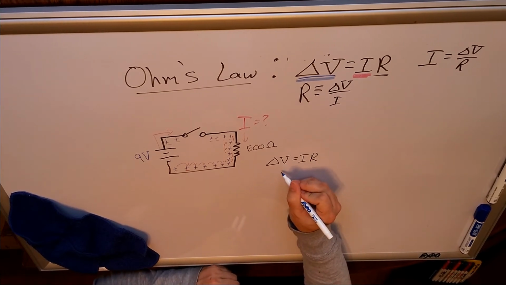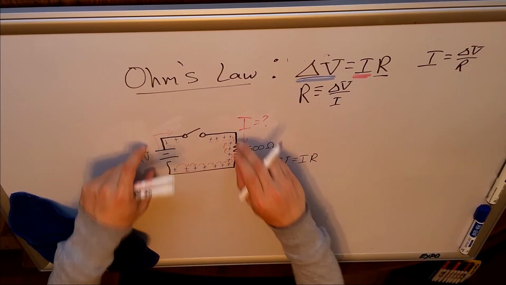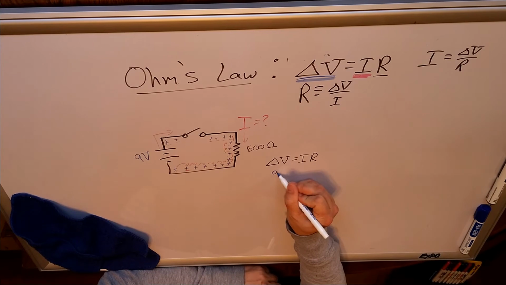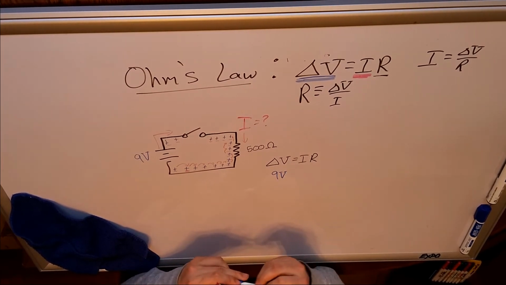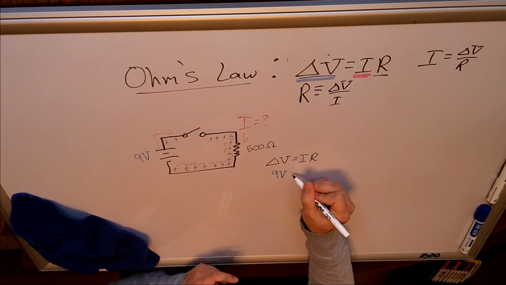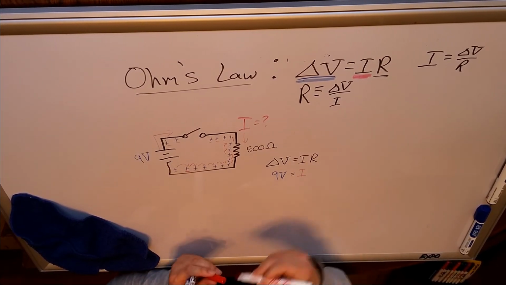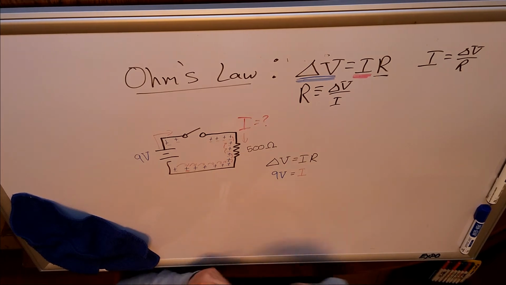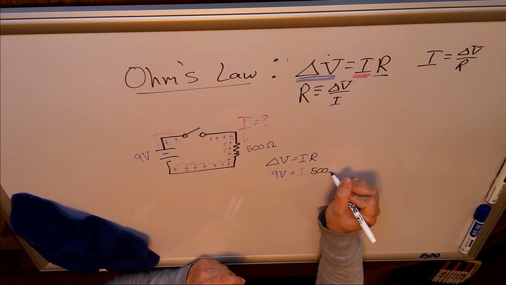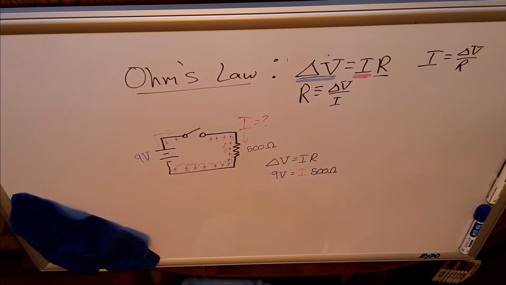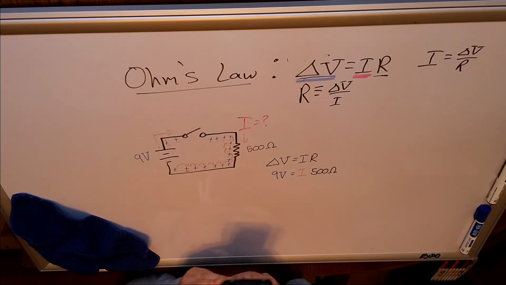So our delta V for our resistor is going to be the same as the battery because it's the only thing in the circuit. So we have 9 volts is our delta V equals the current through the resistor, which we do not know, but that's what we're looking for, times the resistance, which is 500 ohms. It was at that moment he realized he did not have his calculator ready. So give me just a moment. That's going to be something like 18. Syntax error. 9 divided by 500.